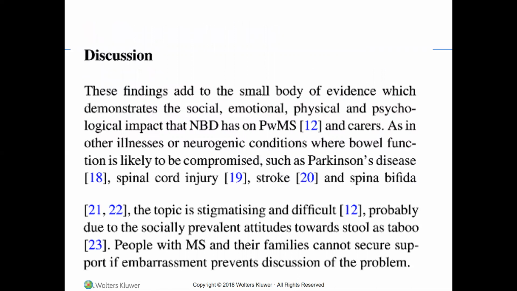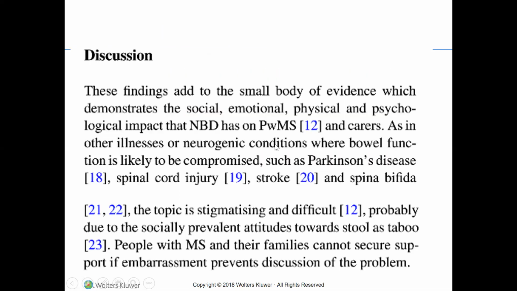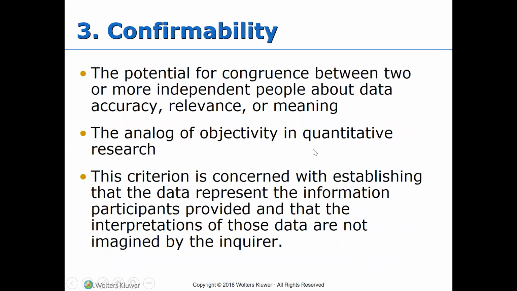So right here, one of the things that they talk about across conditions, they talk about as in other illnesses or neurogenic conditions. So now they're looking at related conditions where bowel function is compromised, such as Parkinson's, spinal cord injury, stroke, and spina bifida. The stigmatization and difficulty due to attitudes towards stool as a taboo. So in their discussion, one of the ways that they demonstrate dependability is they talk about the stability of the data with other conditions. And here are those conditions. So that's one way they do this.